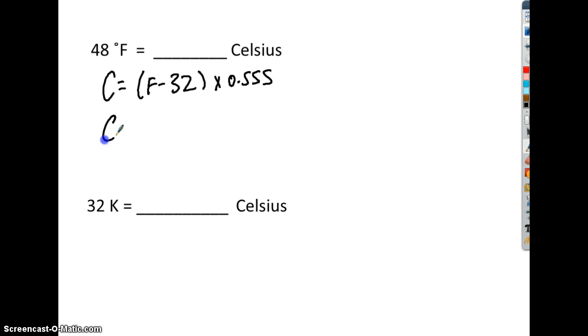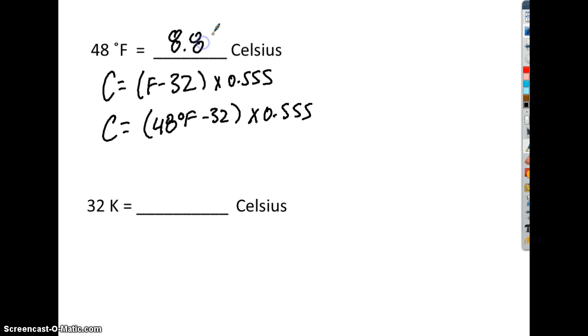Then you need to plug in what you know. Celsius equals 48 degrees Fahrenheit minus 32 times 0.555. This time you have to do the 48 minus 32 first and then multiply by 0.555. To get that you would get 8.88, and it actually would be degrees Celsius. I forgot my degrees there.